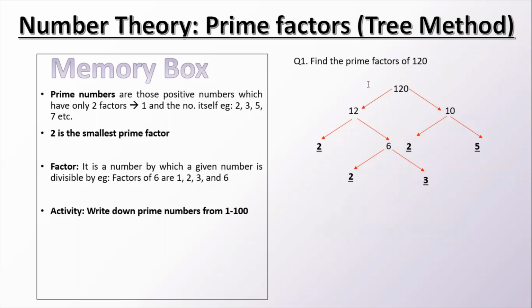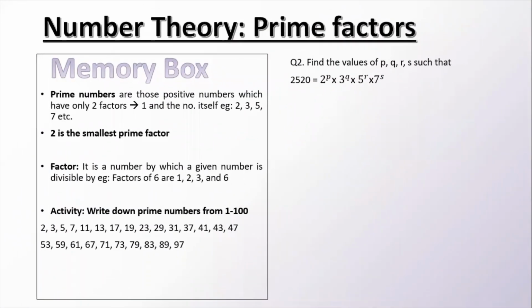Let us try and solve another question related to prime factors. Find the values of p, q, r and s such that 2520 is equal to 2 raised to p into 3 raised to q into 5 raised to r into 7 raised to s. Now this is called the power form of the prime factors, where the number is written in terms of powers of prime numbers 2, 3, 5, 7, etc. Now 2520, if I were to write it in terms of 2 raised to p, 3 raised to q, 5 raised to r and 7 raised to s, I first need to find its prime factors.